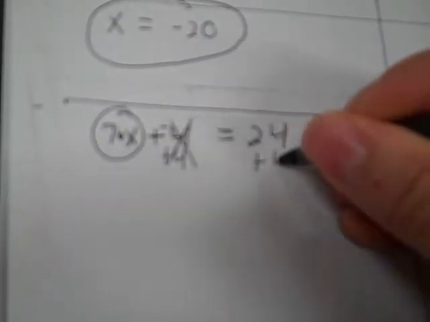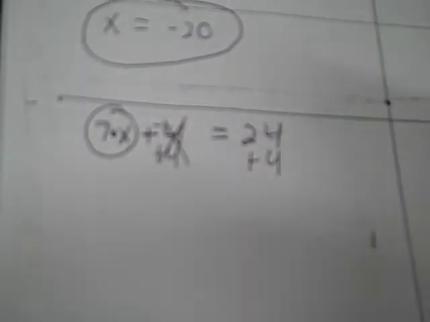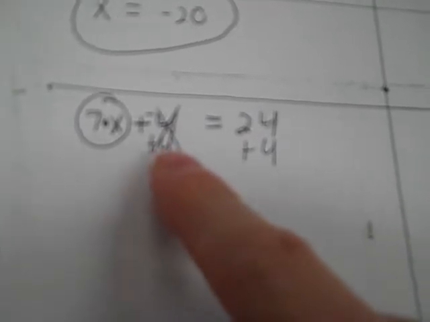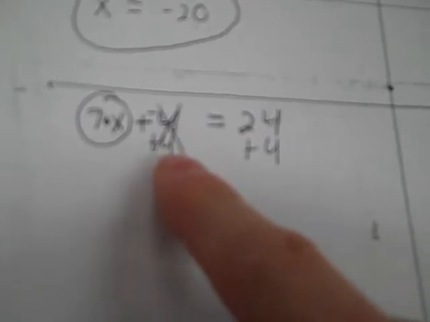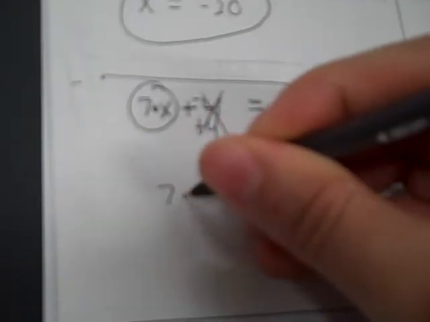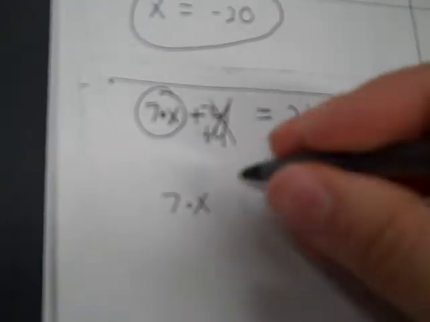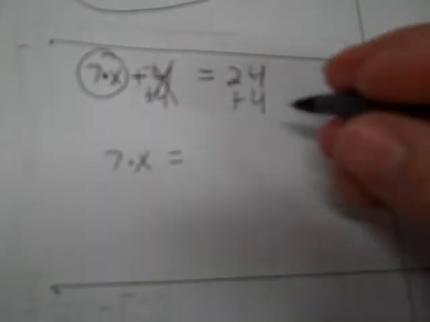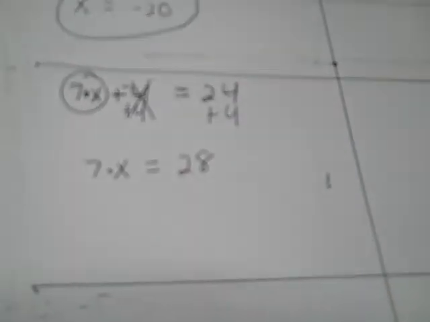And then I add that to the other side of the equation. Again, when you plus 4, if you're wondering where else you have to plus 4, you have to cross to the other side of the equation and do it. So I have 7 dot x, and then that's gone. Then I have my equal sign, and then 24 plus 4 is 28.